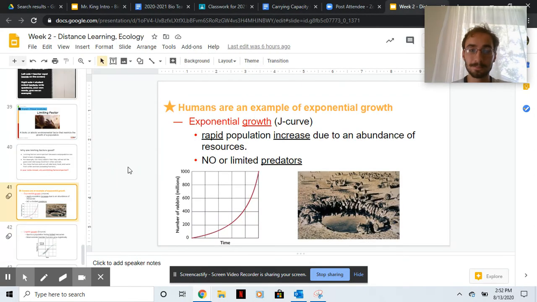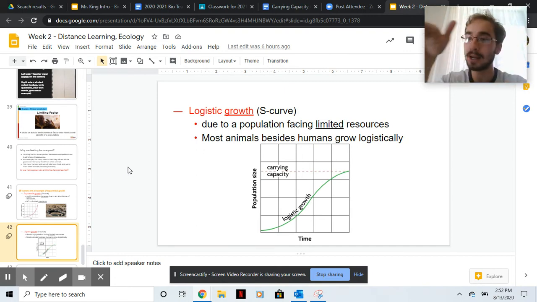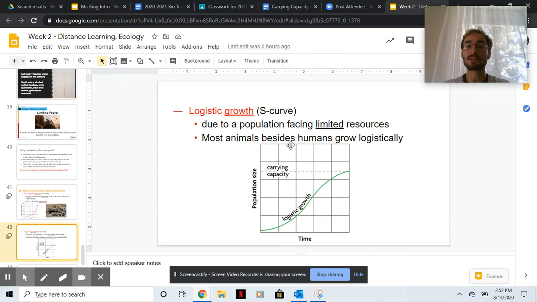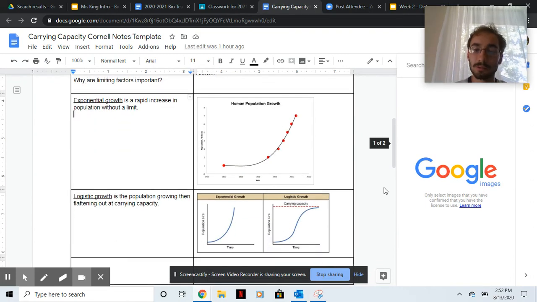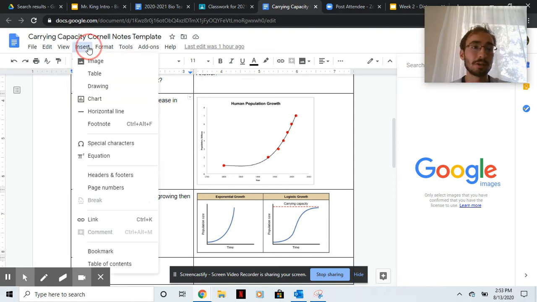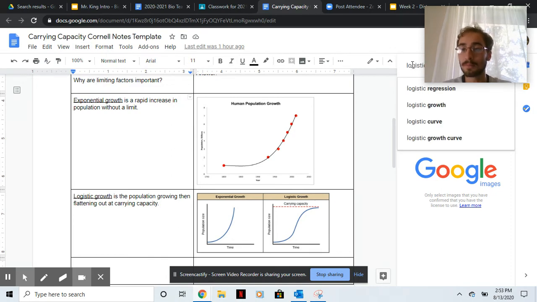Next one, we have logistic growth. This is the other type of growth. This is a population facing limited resources. This is where a population does hit a limit and then flattens out. Most animals besides humans will grow logistically and eventually hit their limit. So in your notes, write: logistic growth is a population growing, then flattening out at carrying capacity. And then to get an image, go to insert, image, search the web, and type in logistic growth.